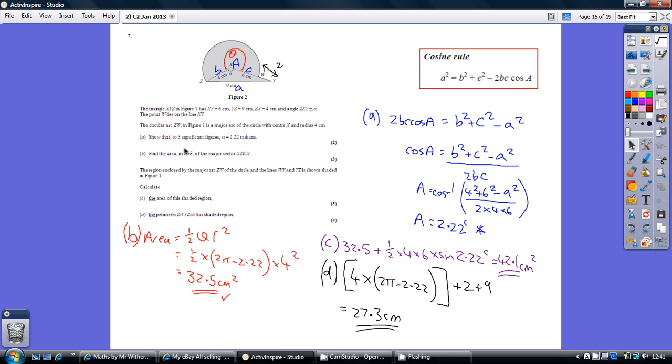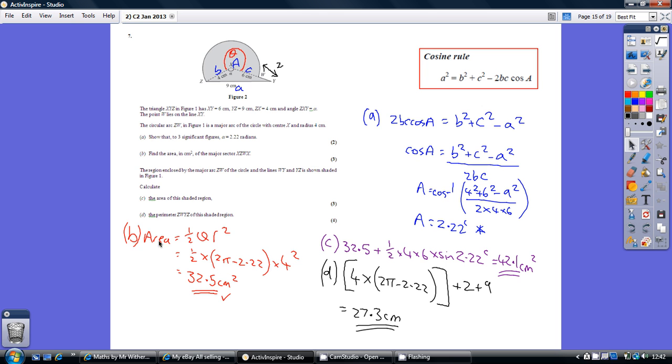Now for part B, we've got to work out the area of the major sector. So the first thing to remember, of course, is the angle is the rest. Now if you're working in degrees, it would be 360 take away the angle that you've just worked out, but we're working in radians, so it's 2 pi take away the angle you've just worked out, the 2.22. So that is the angle.